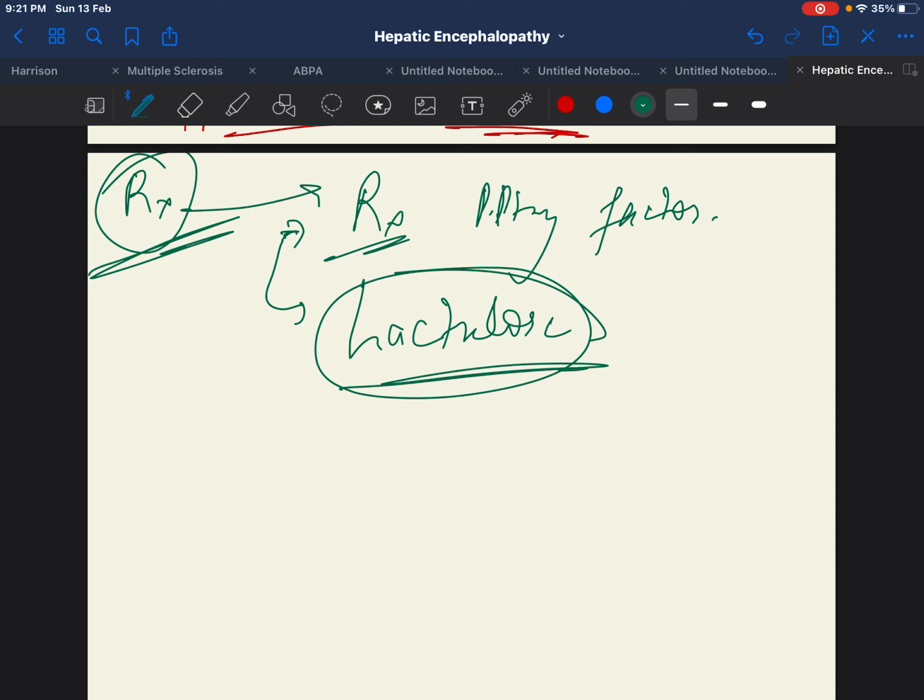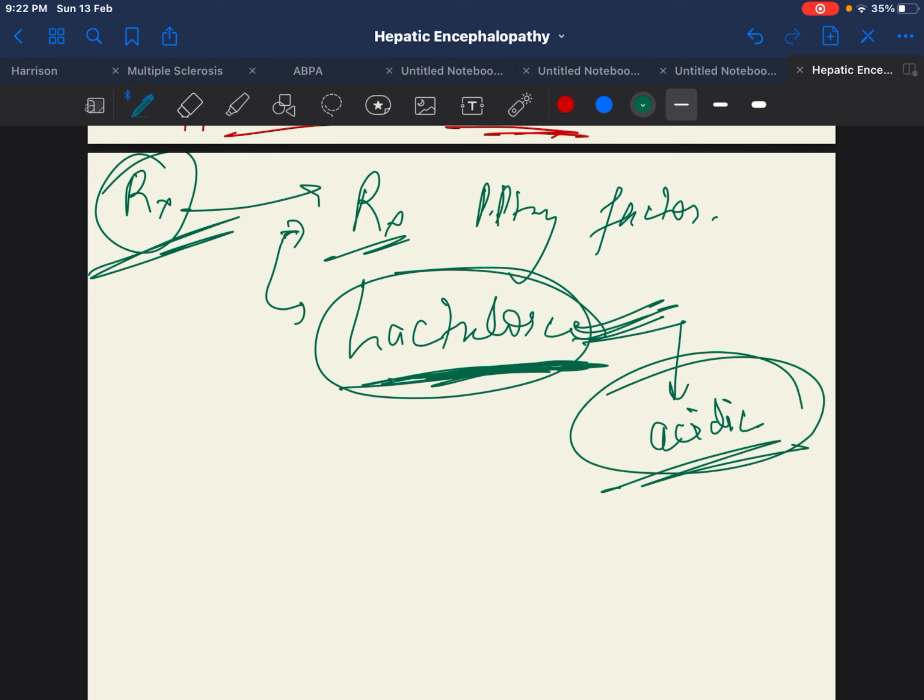So how does lactulose work? Lactulose is given as a bowel wash. Because lactulose is a non-absorbable sugar, it will be degraded by the colonic bacteria, creating an acidic pH. As I already told you, acidic pH will shift the reaction to the right, and more of the ammonia will be converted to ammonium, and toxicity will automatically decrease. So lactulose enema is given.